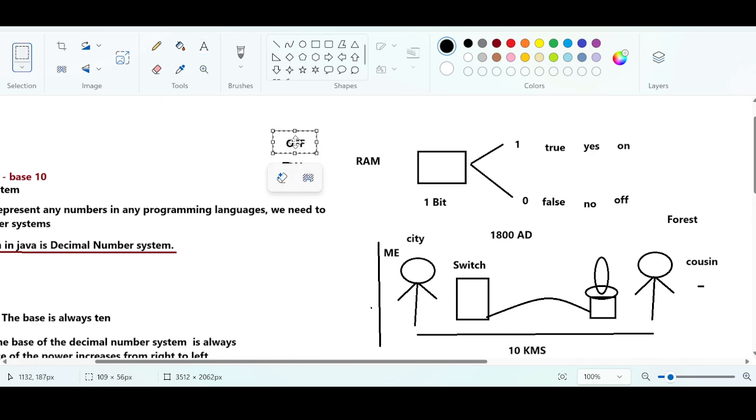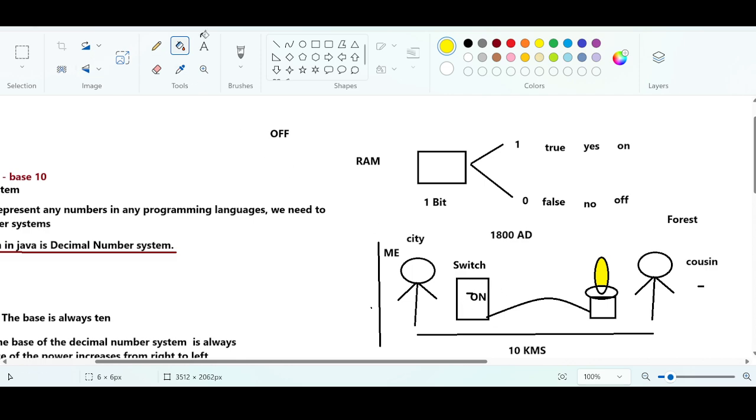If you have a switch, you can pass two messages. Either you can keep it off forever if you're not facing any kind of emergency, or you can turn it on. The moment you turn it on, our cousin is going to understand that you are under emergency. So this one switch.